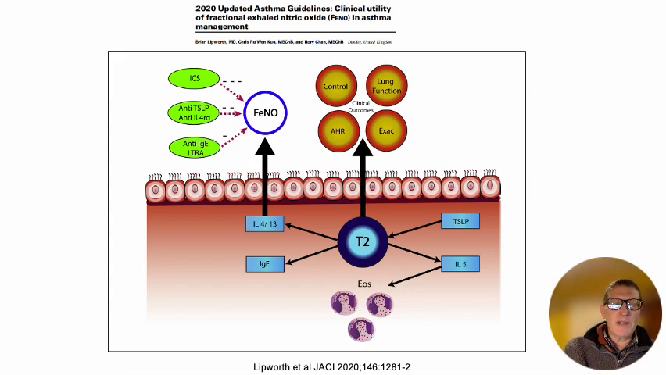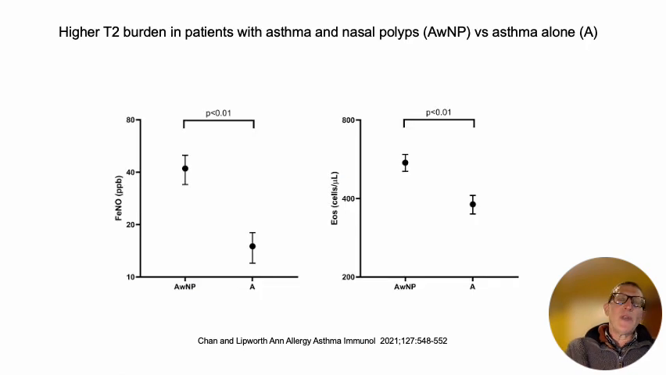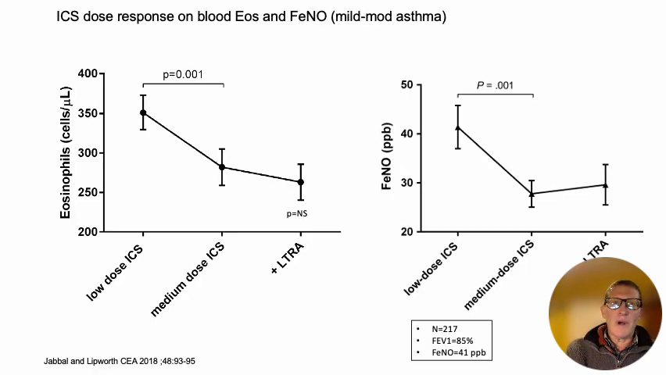So it's a point of care test that we can use to get a good idea of the upper airway, because the presence of either allergic rhinitis or chronic rhinosinusitis with nasal polyps can impact and give you higher levels of FeNO, as seen in this study, looking at patients with asthma with polyps, AWMP, compared to asthma alone. And these patients had a higher overall type 2 inflammatory burden in the presence of unified airways disease. And the same was seen for the IL-5 marker of blood eosinophils as well.